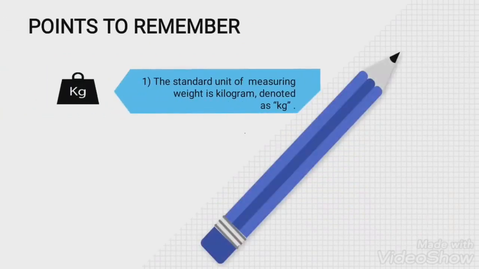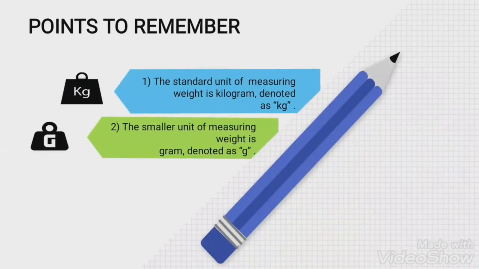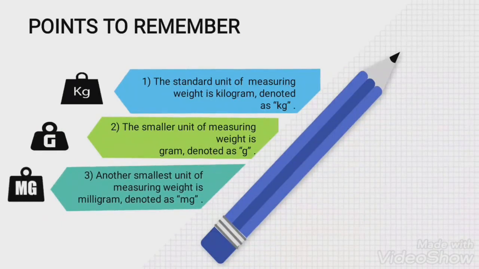Okay, let us see the points to remember. The first one is the standard unit of measuring weight is kilogram. The standard means the basic unit of measuring weight is kilogram, which is denoted as kg. That means in short we write it as kg.